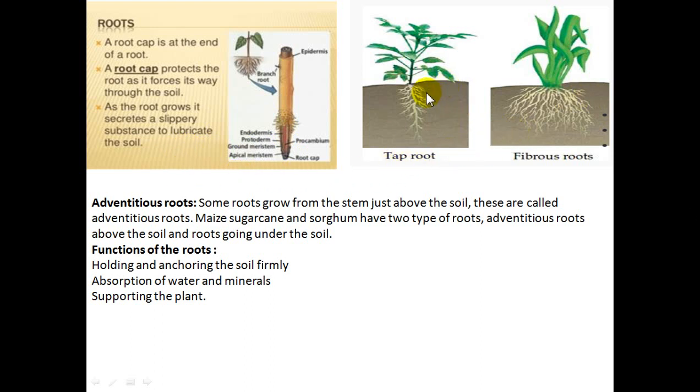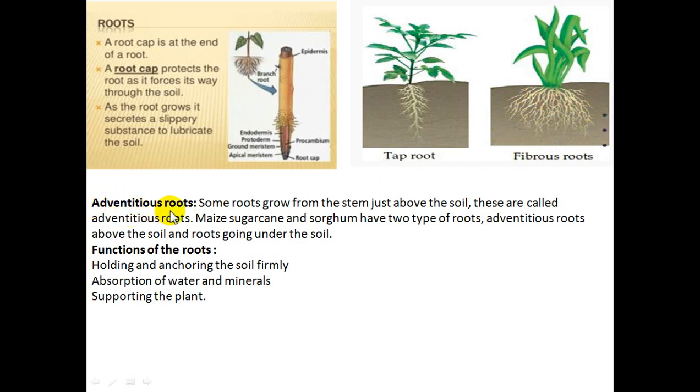You can see here an example given, how a taproot looks and how fibrous roots look. Okay, fibrous root has more and more branches, while taproot has one primary root and the other ones are secondary roots. That's all. I think fibrous root does not have a primary root. There is no primary root at all. All the roots are secondary roots.